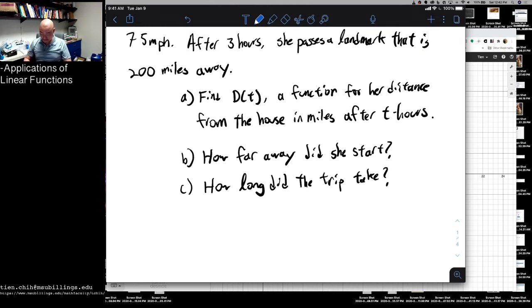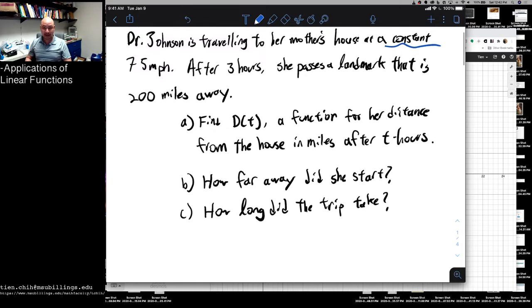So, let's take a look at this scenario here. Dr. Johnson is traveling to her mother's house at a constant speed of 75 miles per hour. Then after 3 hours, she passes a landmark that she knows is 200 miles away from her mom's house. What we want to find is a function that describes her distance to the house in miles after t hours of travel. And then we want to know how far away she started off initially and how long the trip took overall.